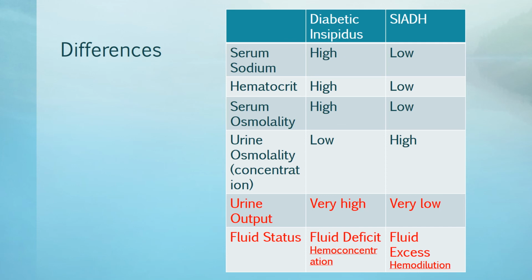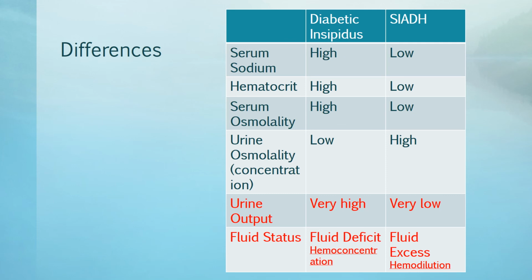They're going to be the complete opposite of DI. Remember, DI, they're peeing, peeing, peeing. Now with SIADH, they're not peeing. So when you give the medication declomycin, you want to check for urine output increase.